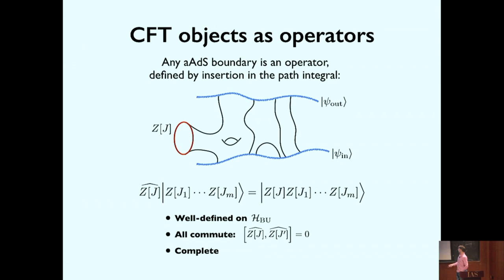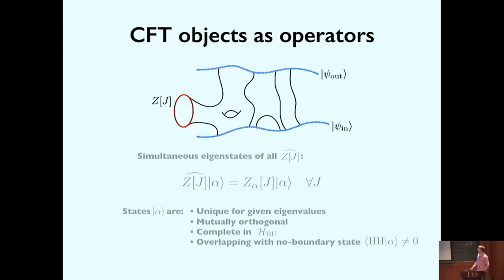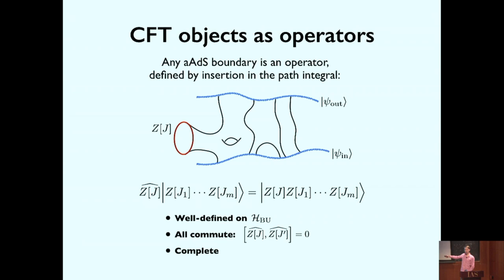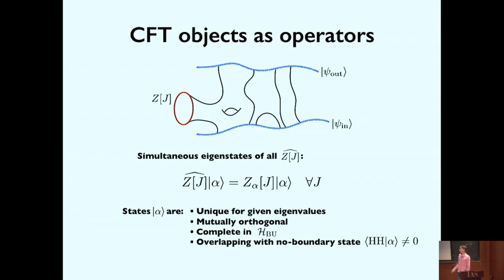Right. So I have some operators on the baby universe Hilbert space that all commute. We all like quantum mechanics. We know what to do when we have a load of commuting operators. We find some simultaneous eigenstates, which I will call alpha. So this Z hat operator on these eigenstates, which I know exist, has some eigenvalue, Z alpha.